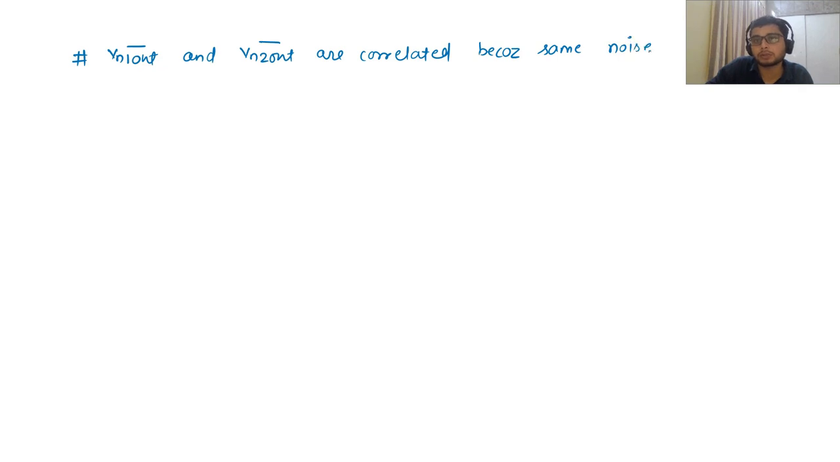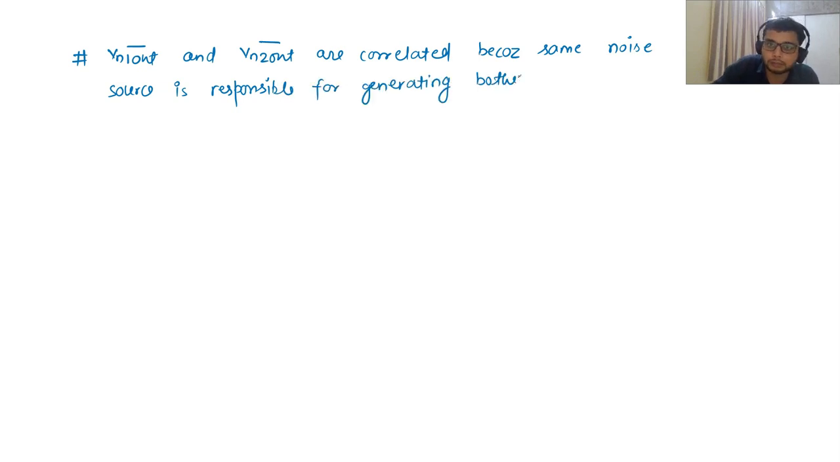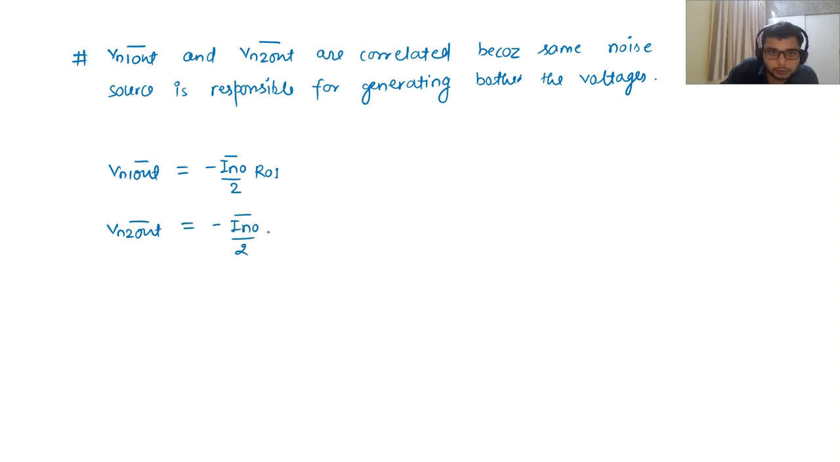this Vn1 out and Vn2 out are correlated because the same noise source is responsible for generating both the voltages. The same noise current is responsible for both. So Vn1 out is minus In0 by 2 times Rout1, and Vn2 out is minus In0 by 2 times Rout2.